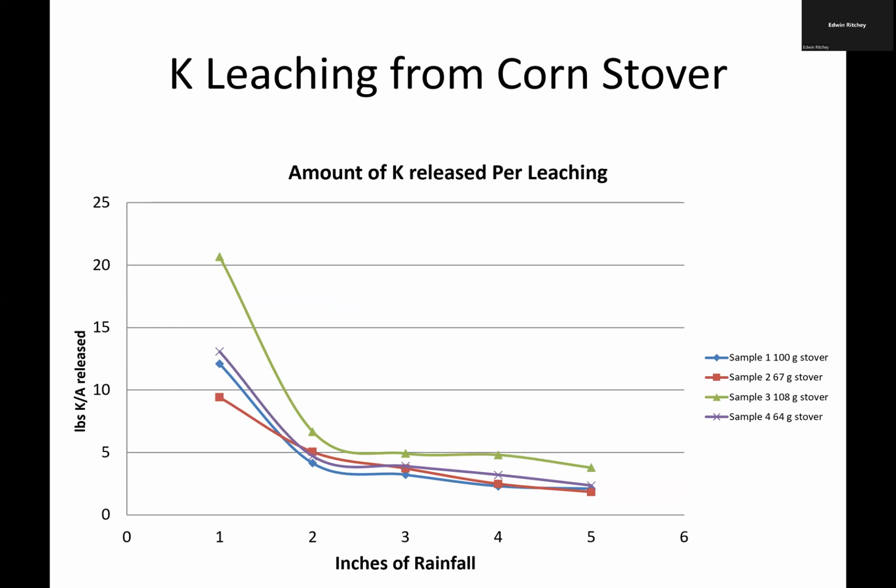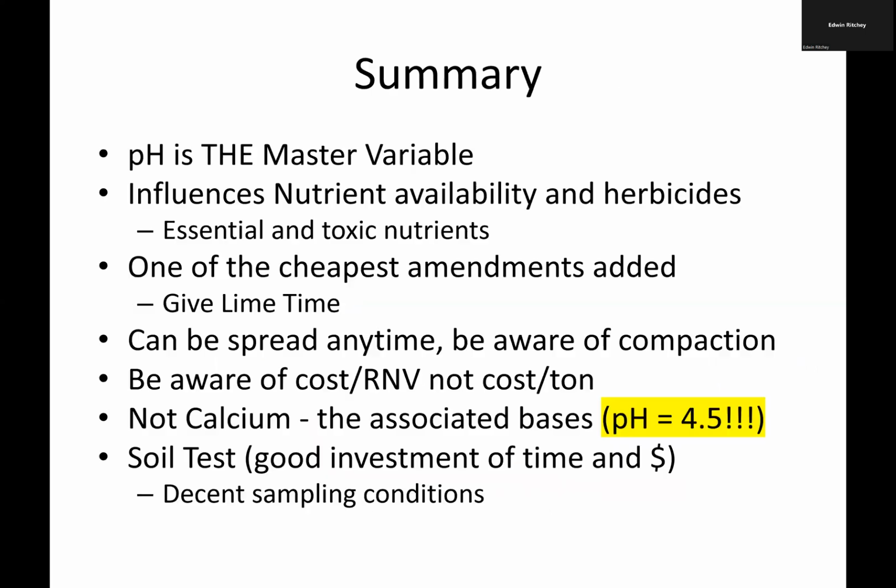And I'm going to move on to wrapping it up so we can have a few questions. So just pH, it's a real big thing. It's a master variable. It influences nutrient availability, herbicide activity, root growth. It's one of the cheapest amendments we can add. However, don't expect it to work like nitrogen. You apply it and 3 days later your crop greens up. Give lime time.